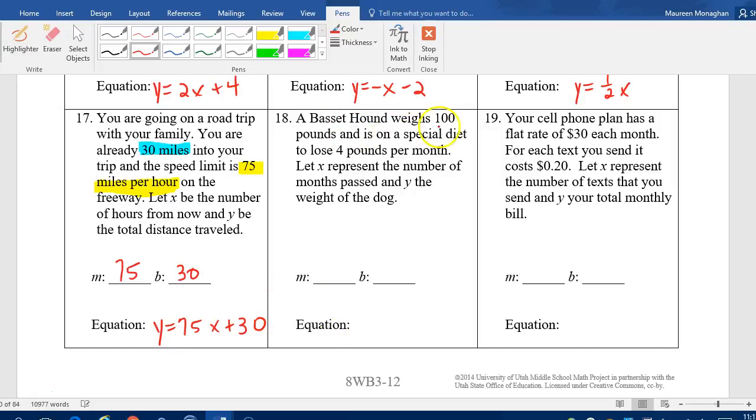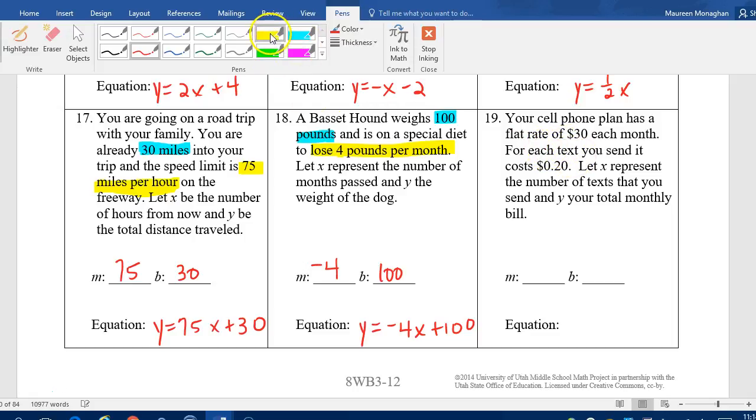Okay. A basset hound weighs 100 pounds, so that's what he's starting at. And he loses 4 pounds. So keep that in mind. If you're losing 4 pounds, that's going to be decreasing. And then your y-intercept is 100. So you would get y equals negative 4x plus 100.